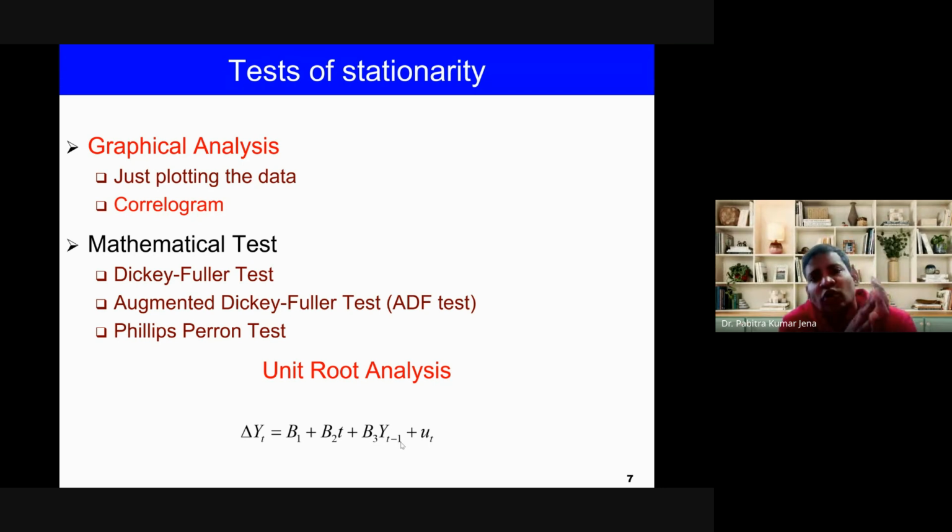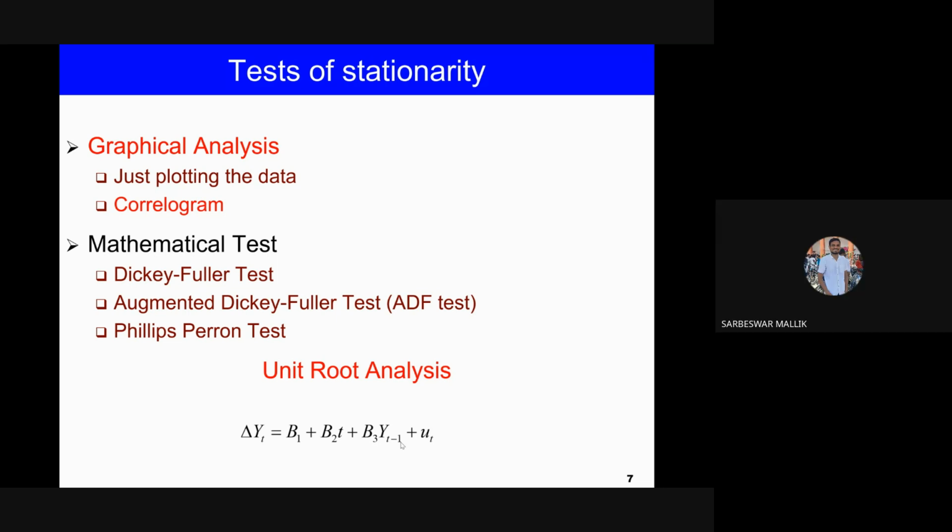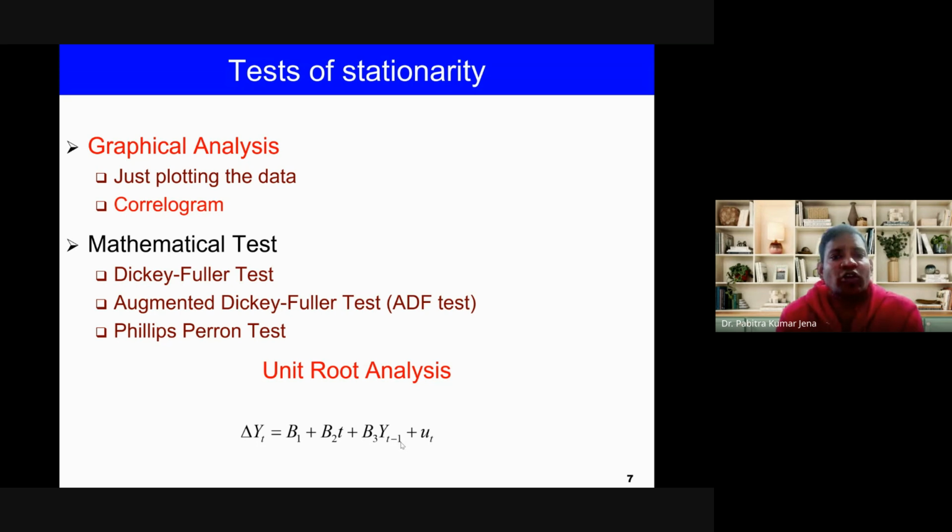For testing heteroscedasticity, there are a lot of tests. The Breusch-Pagan-Godfrey test is also there. In that test, the null hypothesis is that the data follows homoscedasticity, and the alternative hypothesis is that the data follows heteroscedasticity.